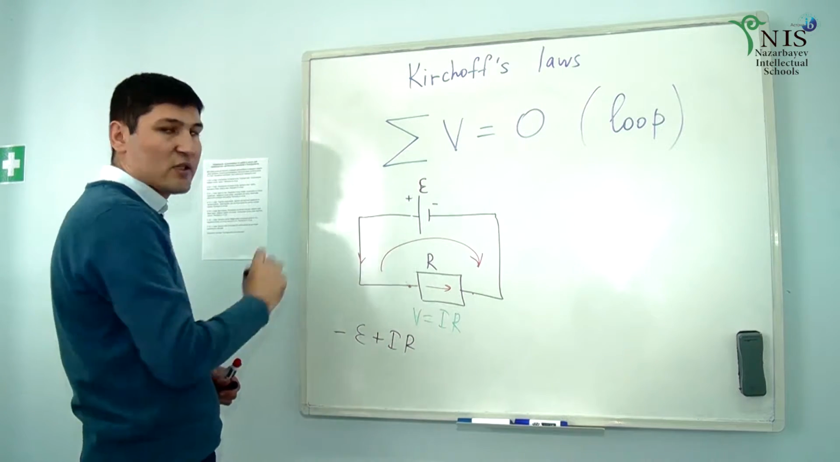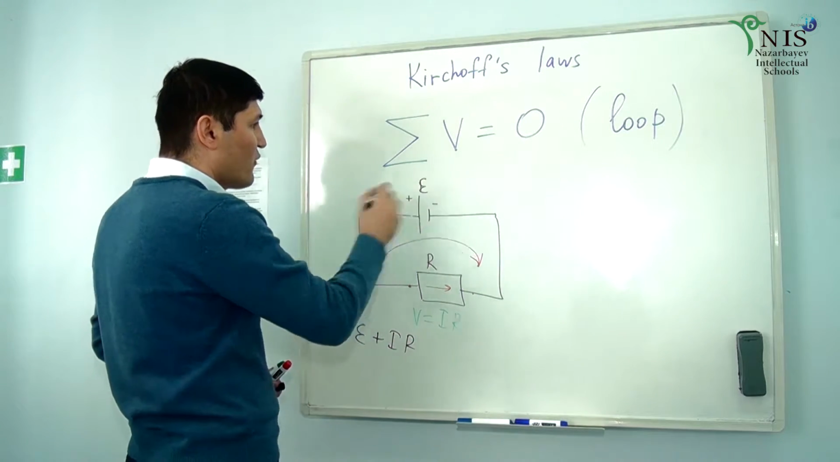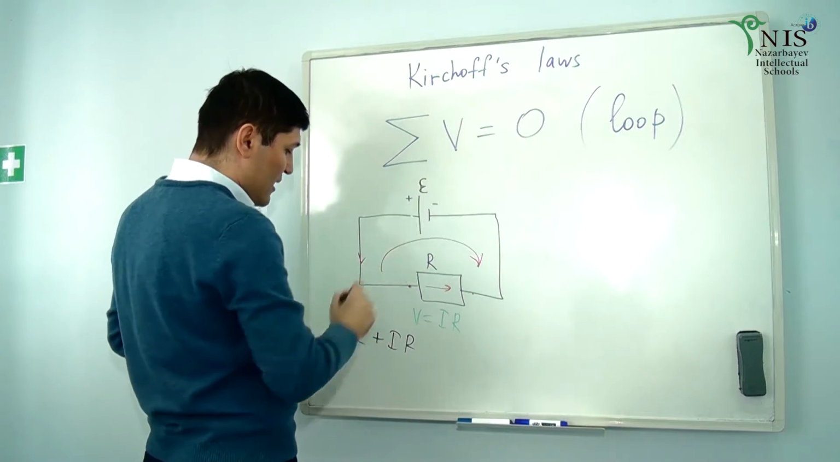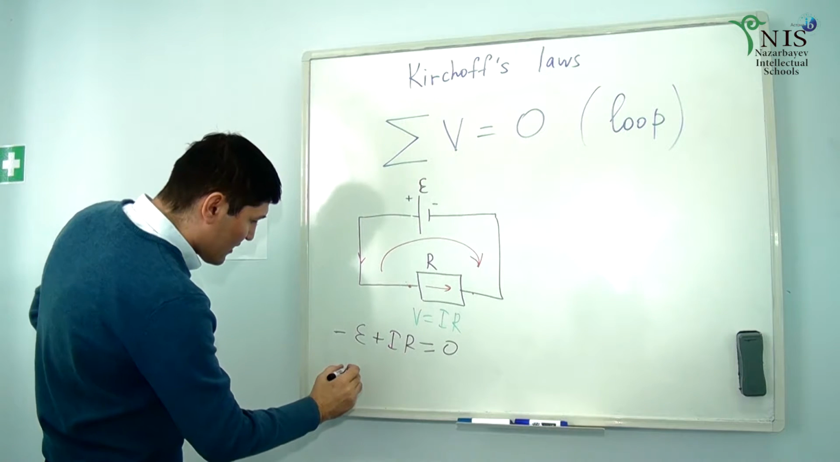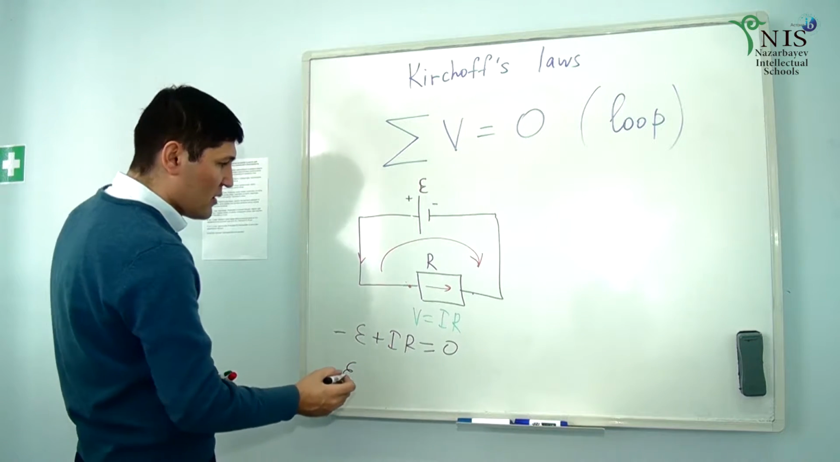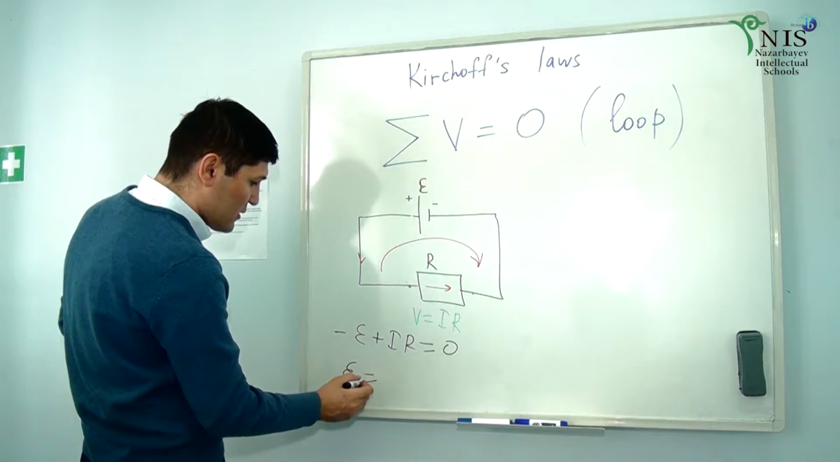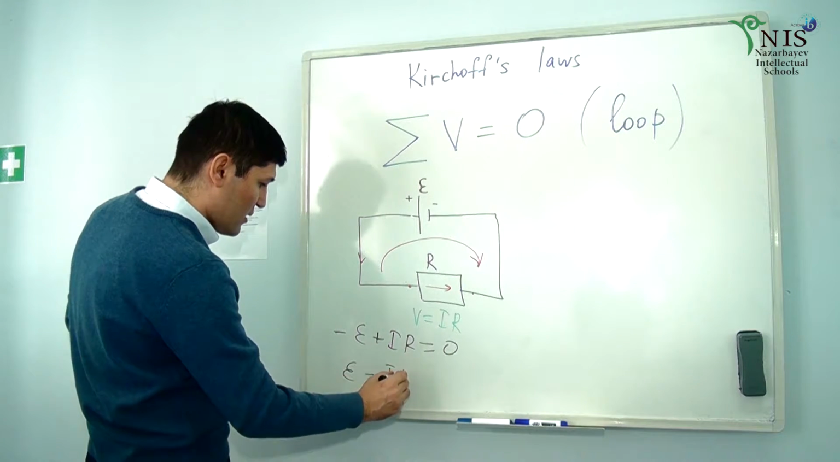So in this loop, we have only two components. Therefore, we just add them together to make them equal to 0. So we can say the electromotive force epsilon equals IR.